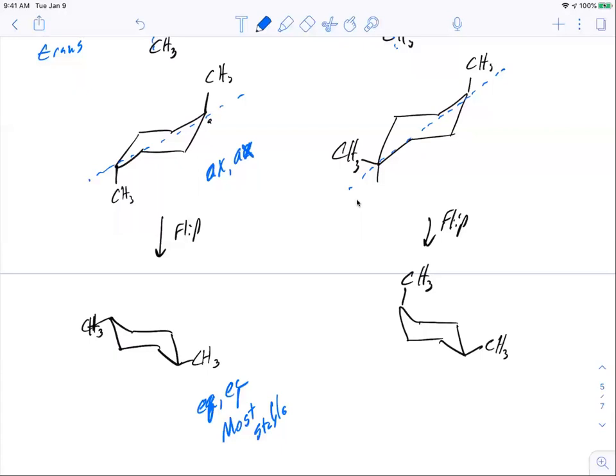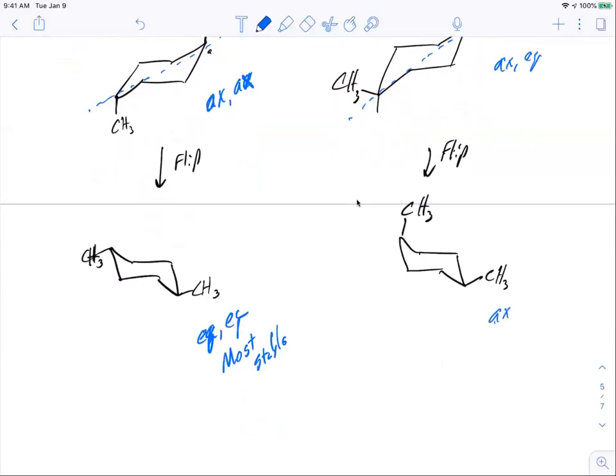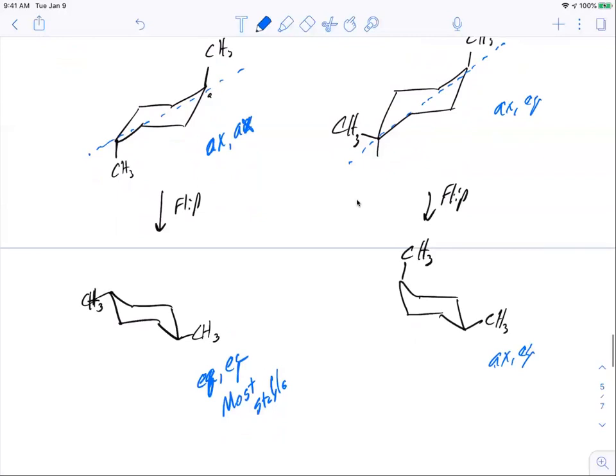Okay, in the second one, we have an axial equatorial, right? And we have an axial equatorial, or equatorial axial, if you like. So in this case, is there any energy difference between these two? No. Why? They're both methyl groups, right? If they weren't both methyl groups, would there be a difference?